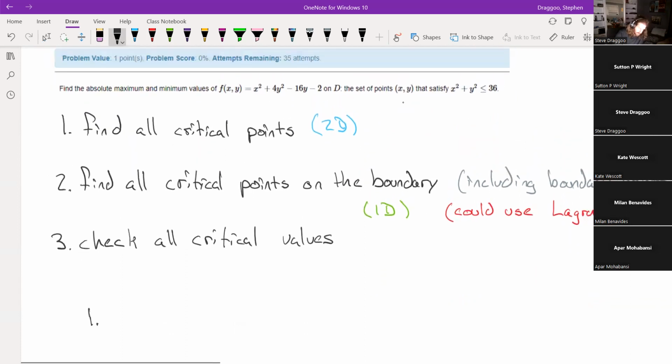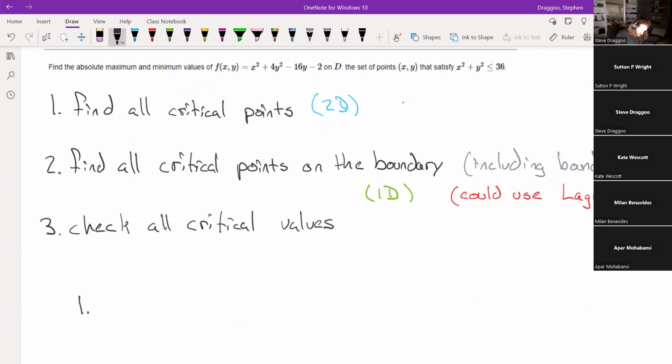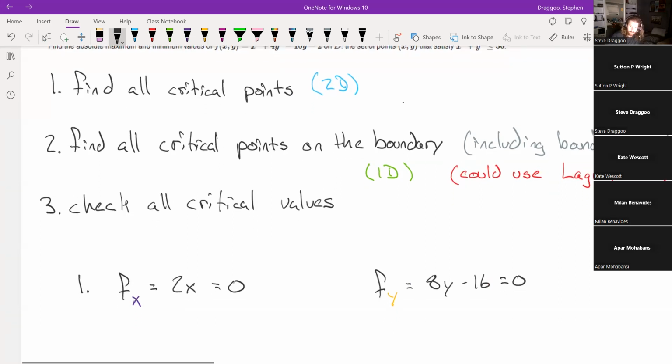We are going to need a couple of things. We need f partial x and we need f partial y. F partial x looks like just 2x, and I want that partial derivative to be equal to 0. I'll also look at f partial y, which is slightly more involved. It looks like 8y minus 16, and I also want that equal to 0.